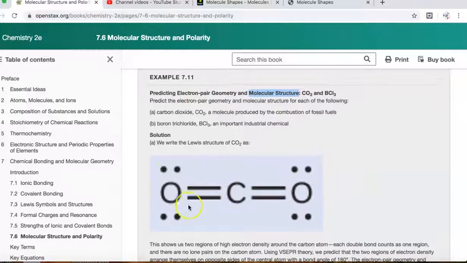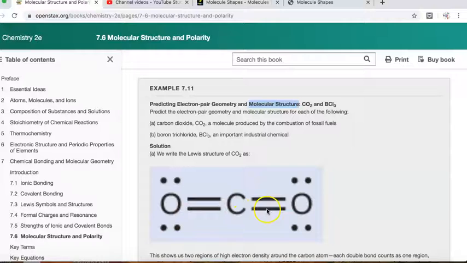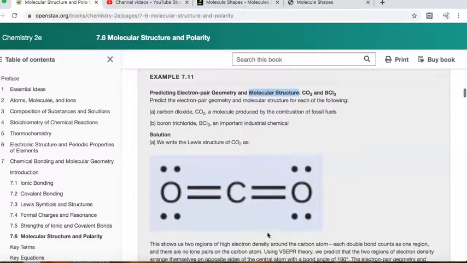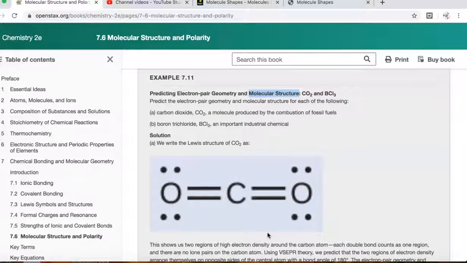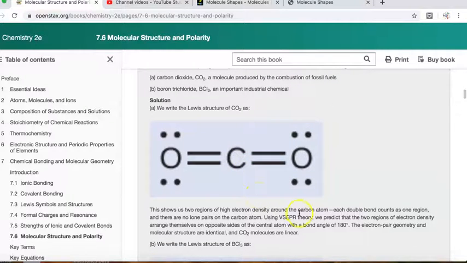So here we have to draw out the Lewis dot structure. So I'm just going to scroll through the solutions here. So CO2, this is the Lewis dot structure for CO2. So its electron pair geometry has basically two electron pairs, and so it's going to be linear. Okay. And then because there are no lone pairs on the central atom, its molecular structure is also going to be linear.